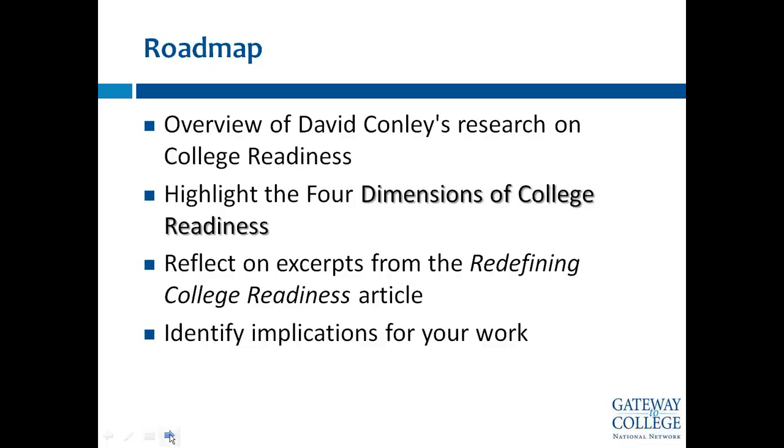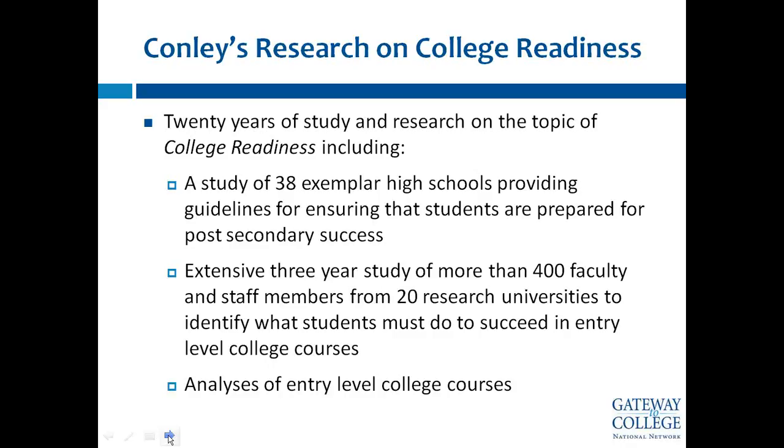So how we're going to do that, we're going to look very briefly at some of Conley's research on college readiness, just to provide you an overview of how he put this information together. We're going to highlight the 4 dimensions of college readiness, which is a key central point to developing college readiness as he's developed it in his research. We're going to do some reflection on some of the excerpts from the article Redefining College Readiness, and then we're going to talk with you and have you share some of the implications for your work based on our time together.